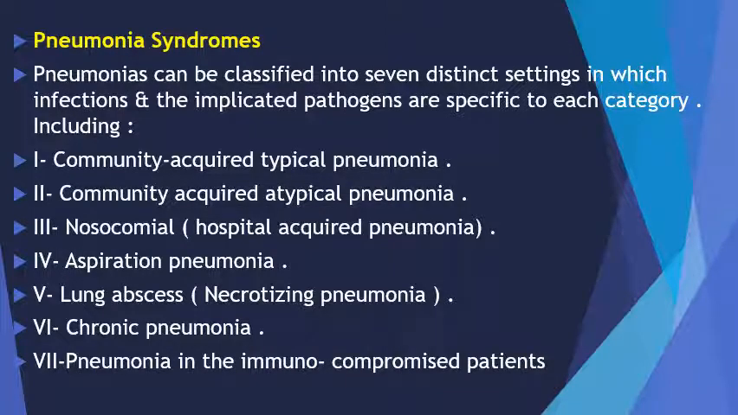Pneumonia syndromes. Pneumonia can be classified into seven settings according to the infection, according to the implicated pathogens that are specific for each category. It includes community-acquired typical pneumonia, community-acquired atypical pneumonia, which is caused by Mycoplasma pneumoniae or by viral infection such as influenza virus, nosocomial hospital-acquired pneumonia, aspiration pneumonia, lung abscess, chronic pneumonia, and pneumonia in the immunocompromised patient. Actually, each of these categories will be discussed in detail.